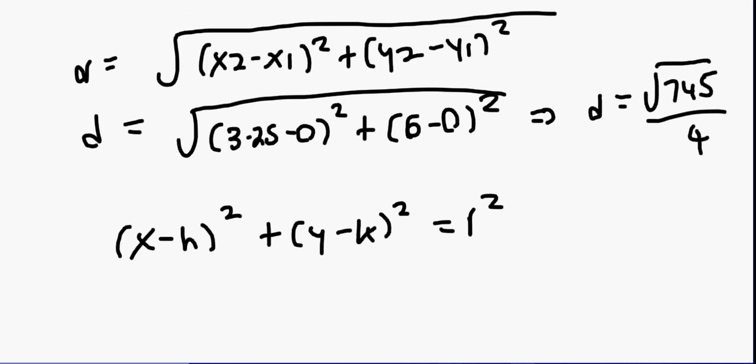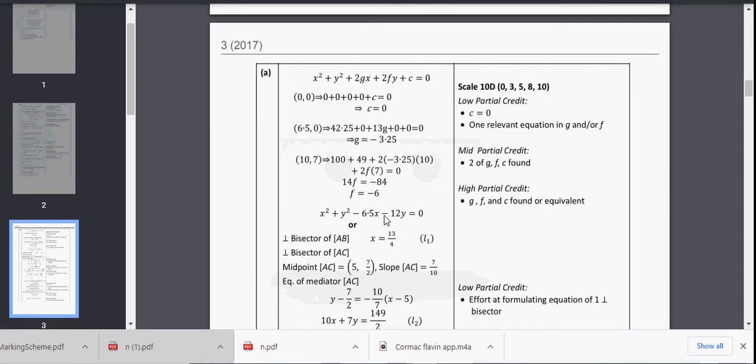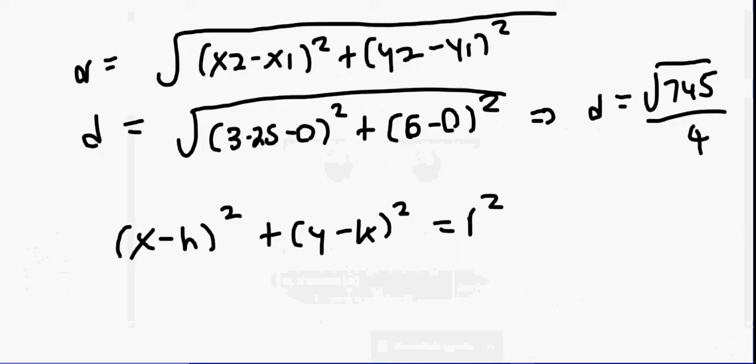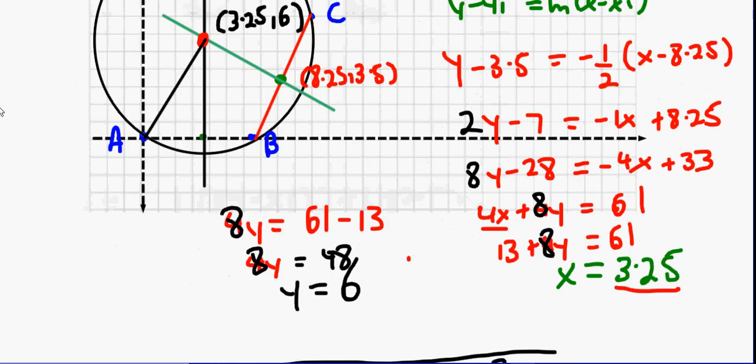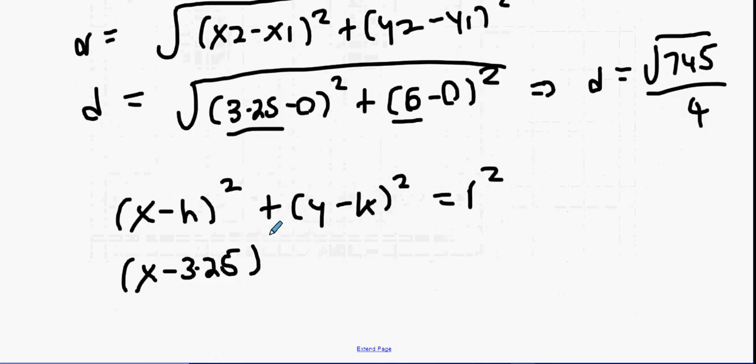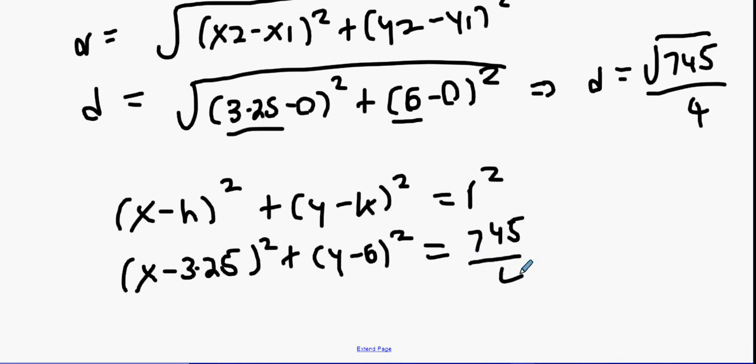Now it'd be interesting to see how they delivered it, they had it all multiplied out in the notes. So some people would put the answer like this because they're used to it, as in the center of the circle is 3.25 and 6, as we saw above. So it'd be x minus 3.25 squared plus y minus 6 squared equals r squared, which would be 745 over 4.